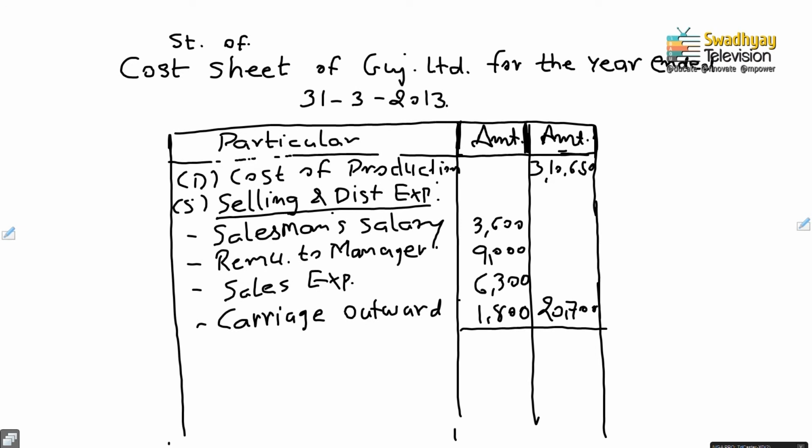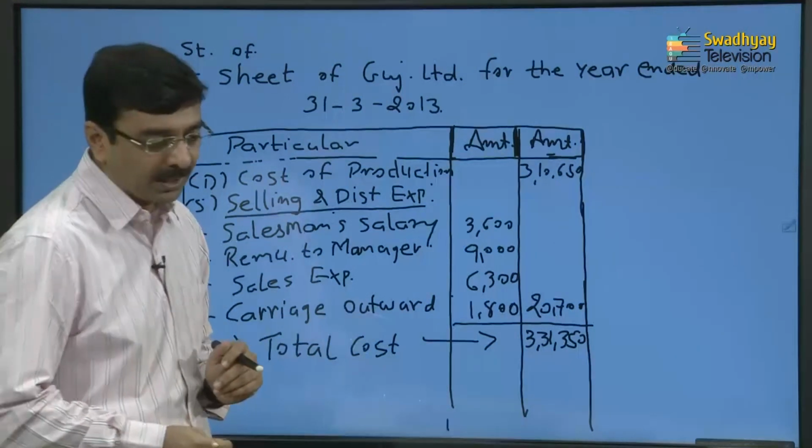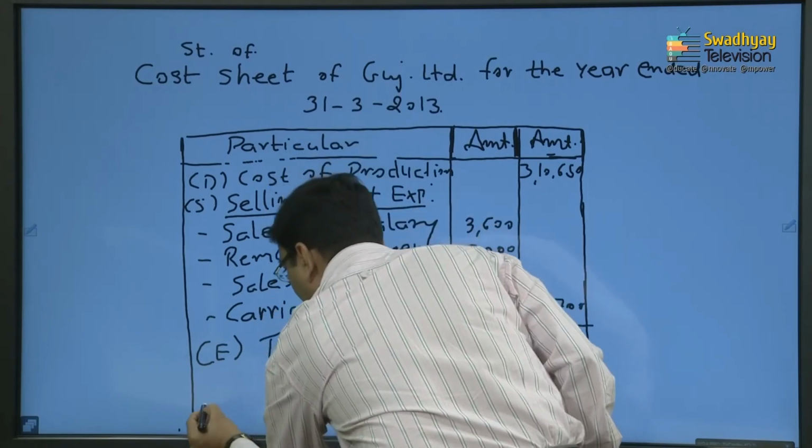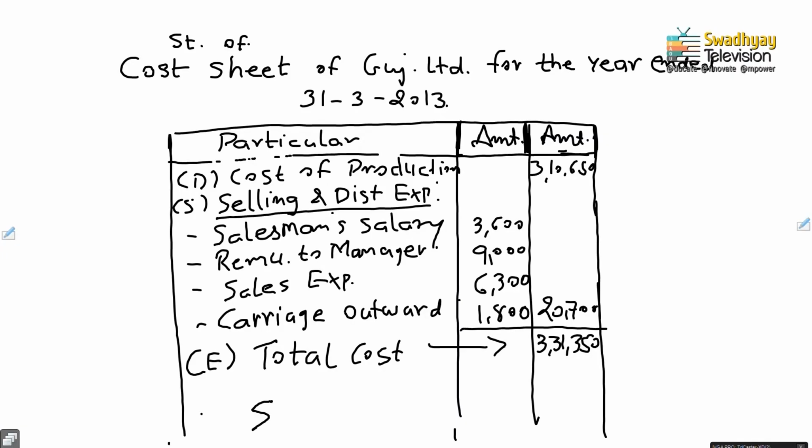This 20,700 will be added into the cost of production. The total comes to ₹3,31,350, and this is the last answer, total cost. This is your total cost so far as manufacturing and the process are concerned. Whatever amount of expenditure is actually incurred regarding the manufacturing of this product, it is 3,31,350.